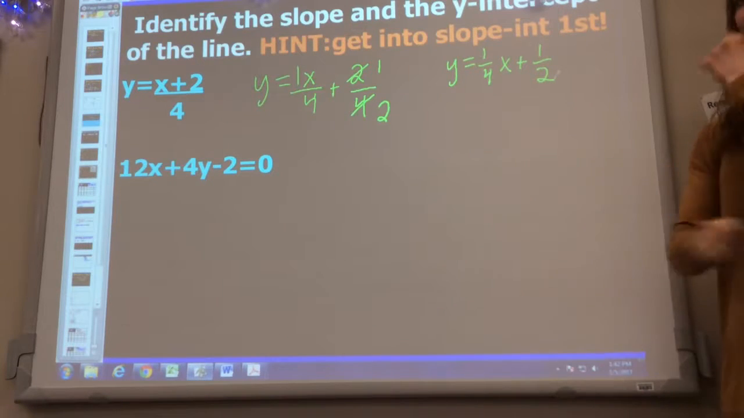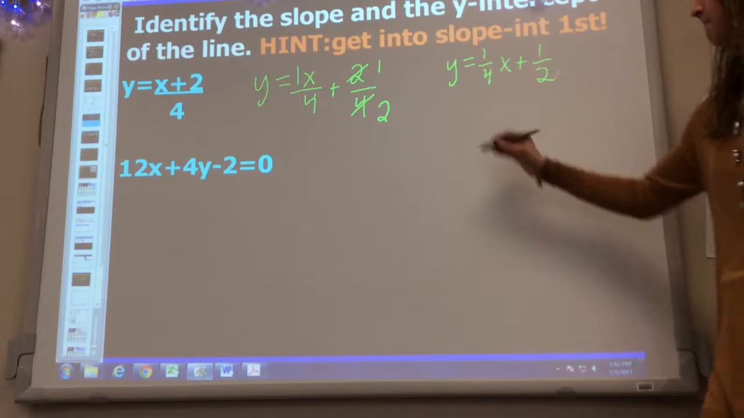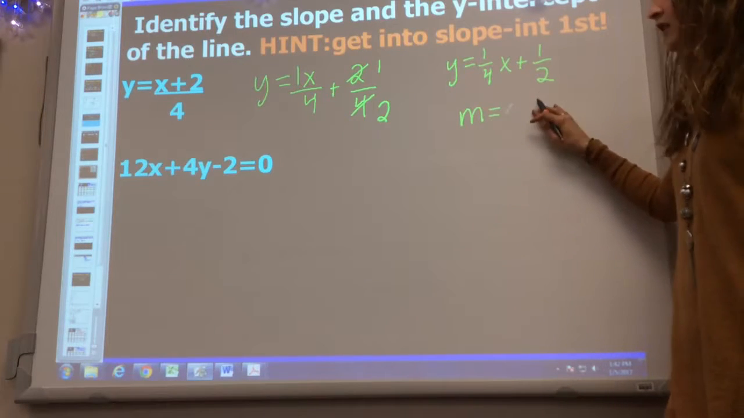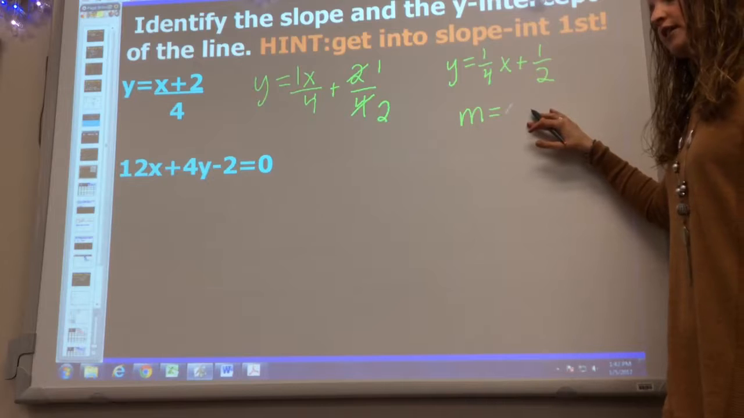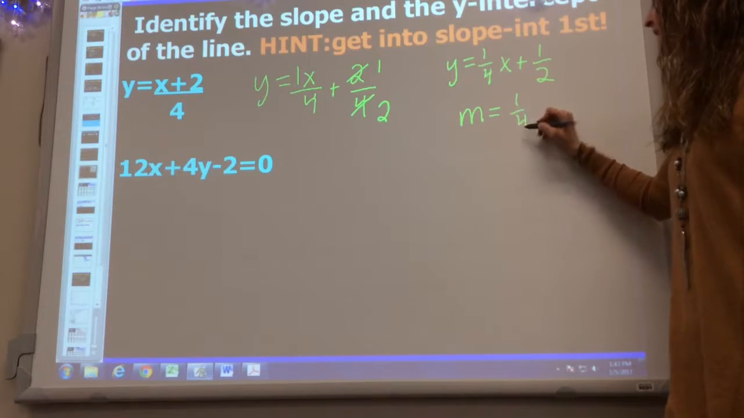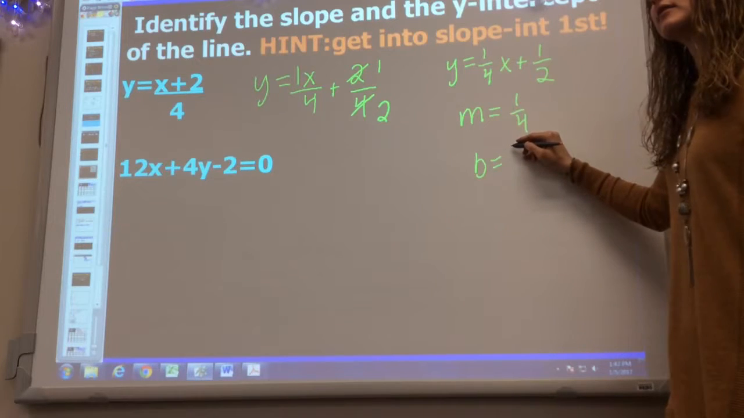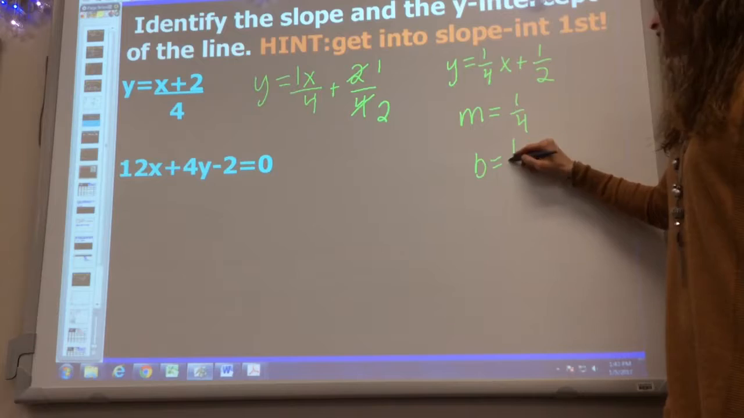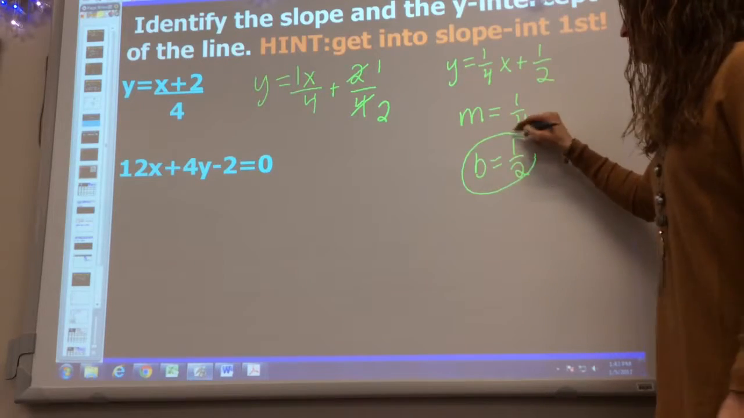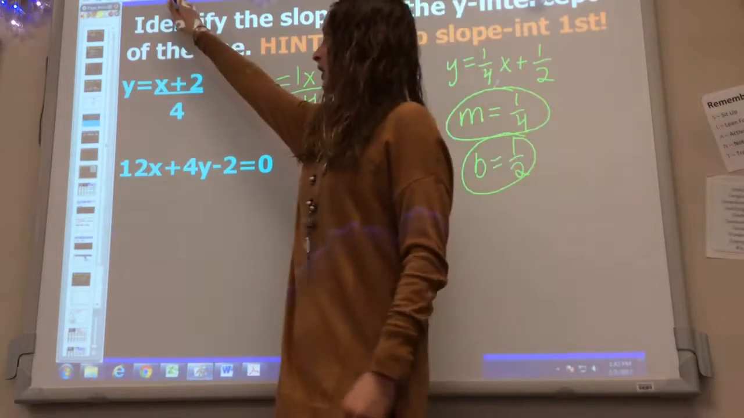Bottom one, what do you have to move first, Colton? Oh, the Y. No, the X. Uh-huh. You can do that. So what's your slope, Jude? 1 over 4. Great job. Okay. What's your y-intercept? 1 over 2. Very good. 1/2, right? Great. And then if we can write this one down, okay?